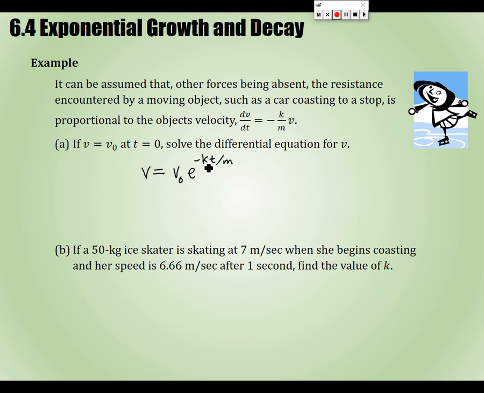Can you just check that she's right? If you plug in 0 for t, do you get v0? Of course you do. And does it satisfy this differential equation? Yes, the derivative dv/dt is equal to the same thing we have here, times negative k over m. So I think I'm convinced.